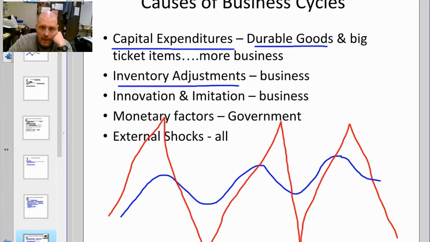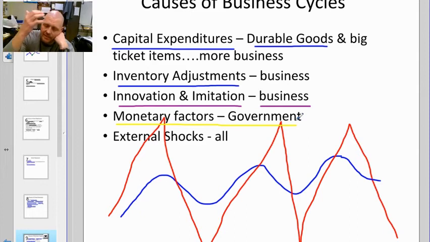We can look at innovation and imitation. Again, from the business standpoint, technology improvements can have some big swings in our business cycle. We look at monetary factors such as interest rates, which the government has an effect on. I don't want to say control over, but they also have an effect or control over government spending. And then we have external shocks, right? And that's going to affect everybody.